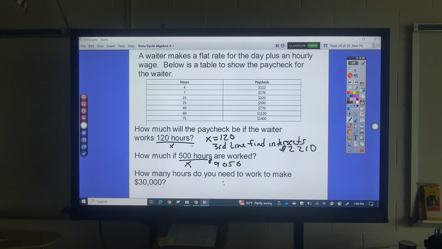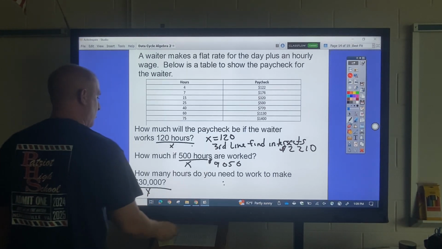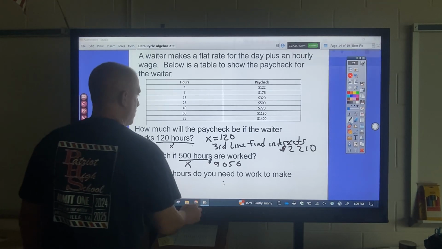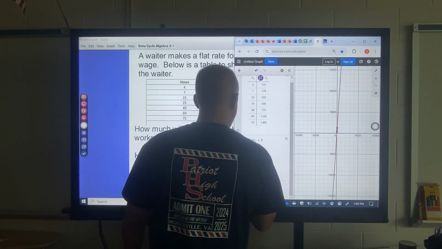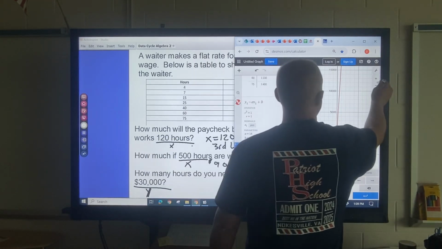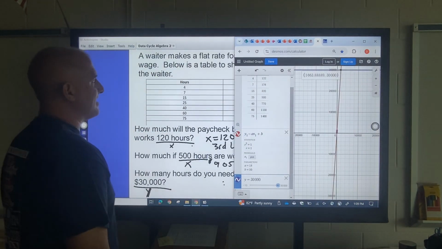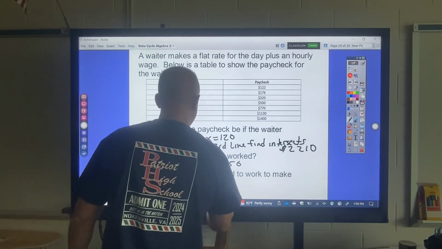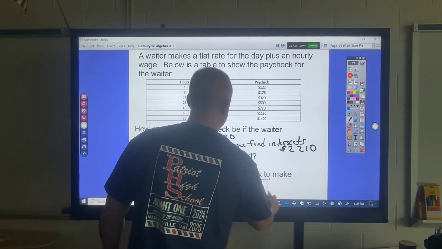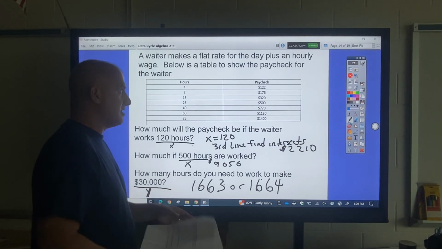How many hours would it take to make $30,000? Well, $30,000 is the paycheck, so that's going to be Y. So in Desmos, instead of using X equals, I want to use Y equals 30,000, and find where that intersects. I've got to zoom out a bunch. I'd have to work about 1,663 hours, or 1,664 hours. Mr. Evans, which one is it? You can use either one. It's all a prediction. That's how simple the prediction equation is. Once you figure out which one it is, that's how you do the problems.